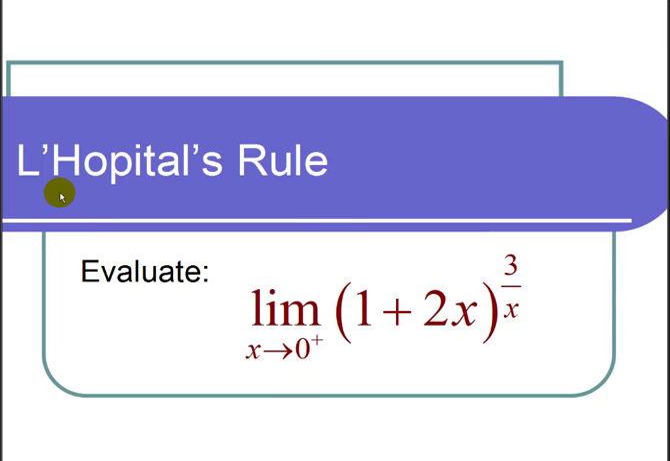This is a video on applying L'Hopital's rule to limits that involve exponents. The question is to evaluate the limit as x goes to 0 from the positive side of the quantity 1 plus 2x to the 3 over x.